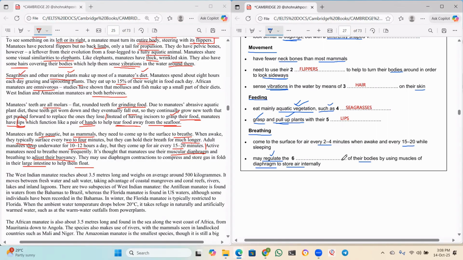They are regulating something by using the muscles of the diaphragm. That is the main thing. What is that they are regulating? Now, read this last but one sentence again. It's thought that manatees use their muscular diaphragm and breathing to adjust their buoyancy. What do you mean by adjust? Adjust is a synonym to regulate. Okay, they both are synonyms. So what is that they are adjusting? Buoyancy. Yes. So they may regulate the buoyancy of their bodies by using the muscles of the diaphragm. That's what he means. So our answer is buoyancy.